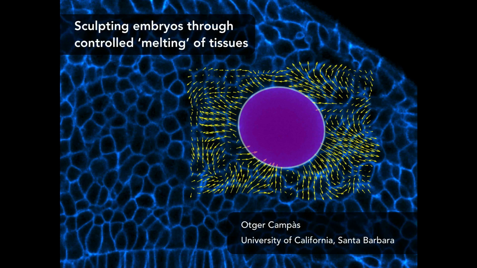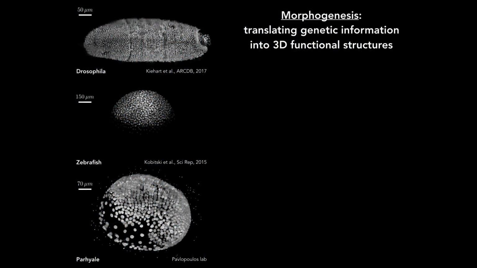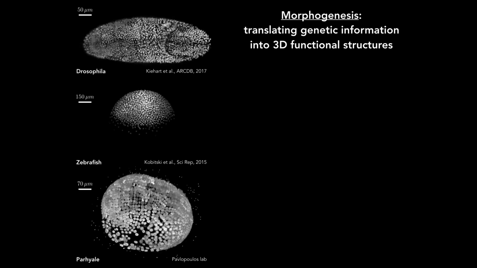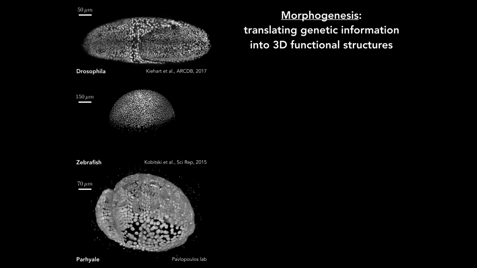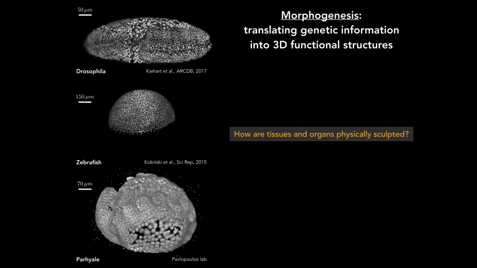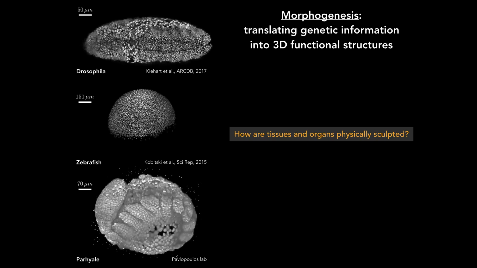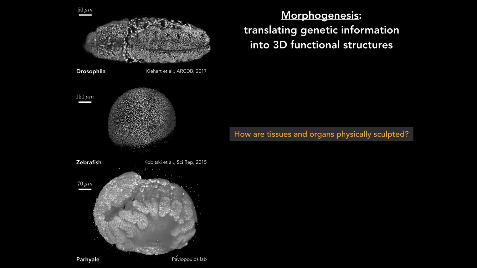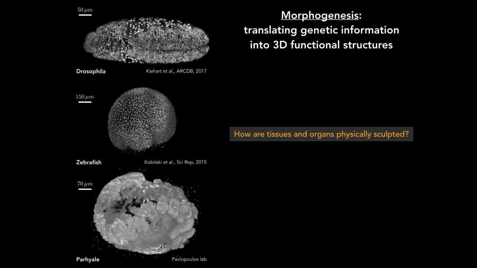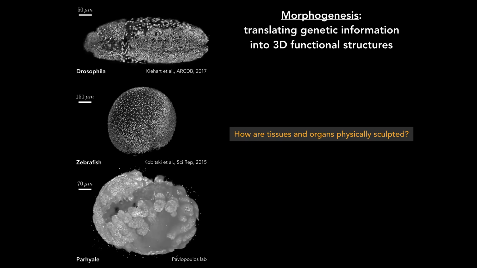Okay, so today I'm going to be telling you about our most recent efforts to try to understand how embryonic tissues are physically shaped in 3 dimensions. So in my group, we're interested in morphogenesis, like probably 90% of the audience here. And in particular, we're trying to understand how functional structures, like tissues and organs, are physically, or if you want, mechanically sculpted during embryogenesis.